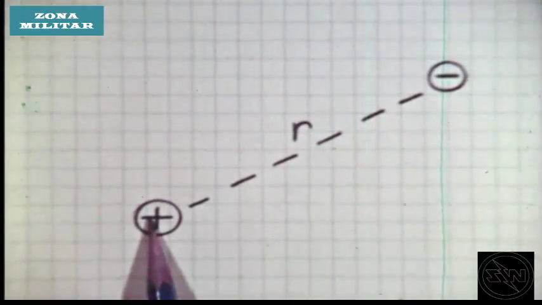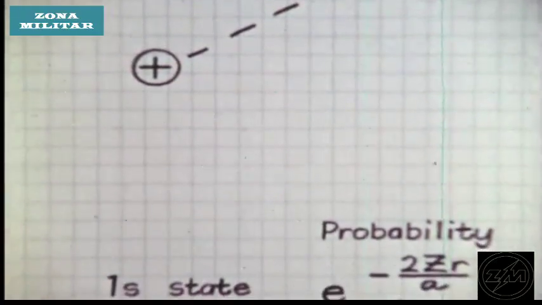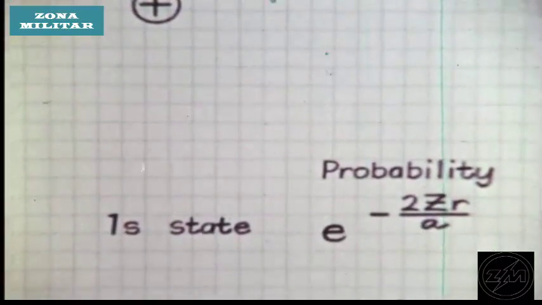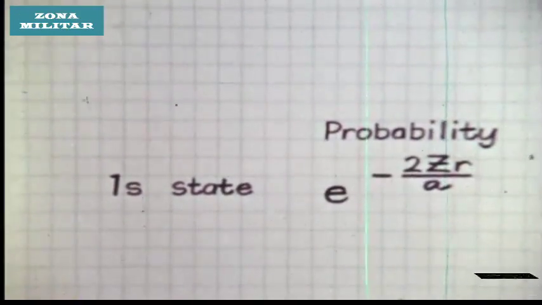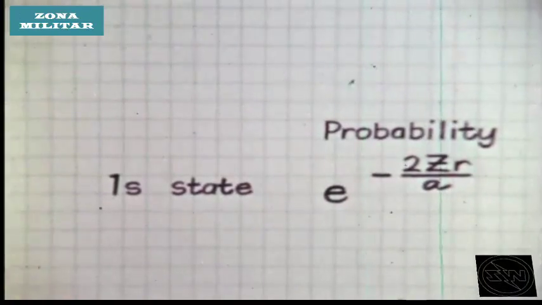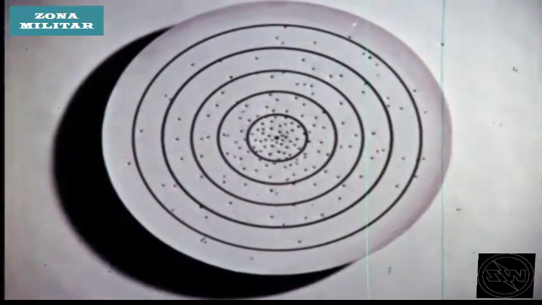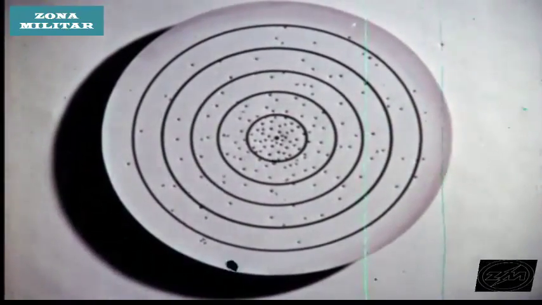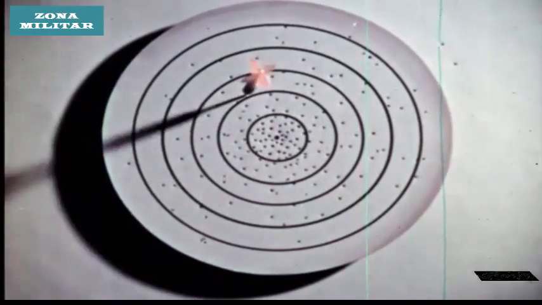What can we learn from quantum mechanics about this? To answer this question, we will consider the 1s state, the lowest and most stable energy state of the hydrogen atom. Quantum mechanics gives the results only in terms of probability. A dartboard will help us understand the kind of probability information that we get from quantum mechanics.